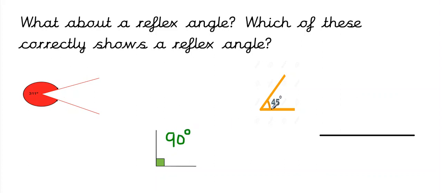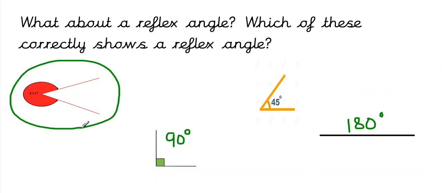This one here is 45 degrees, so we know that it is less than 90 because it tells us it's only 45, so that must mean it's an acute angle. This one here is a straight line, so we know that a straight line is 180 degrees. And that is not a reflex angle because it's a straight line. So that must mean that this one here is the reflex angle. Well done if you correctly identified the reflex angle.